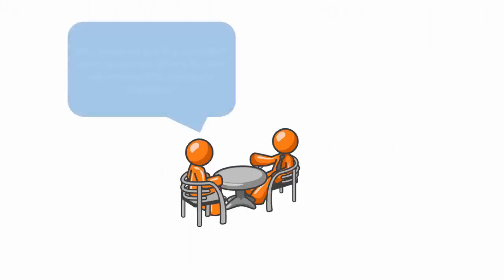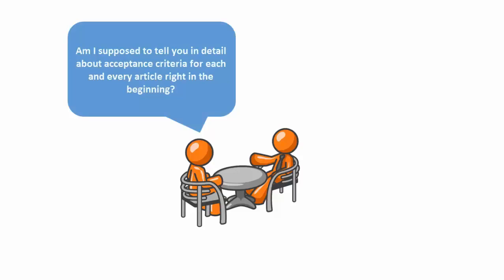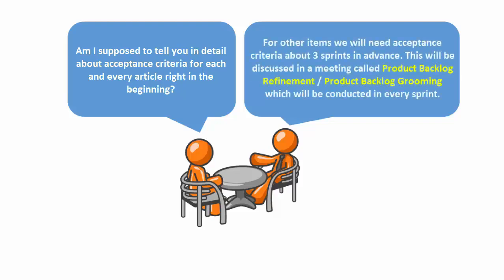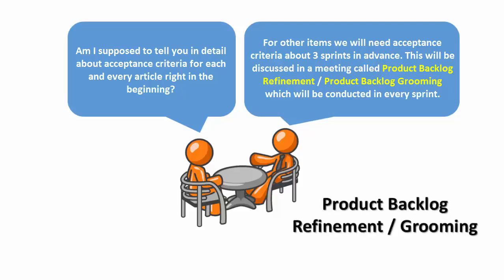Am I supposed to tell you in detail about acceptance criteria for each and every item right in the beginning? Not really for all the items. In-depth detail about 20% top priority product backlog items will be enough for us to begin with. For other items, we will need acceptance criteria about 3 sprints in advance. This will be discussed in a meeting called Product Backlog Grooming or Product Backlog Refinement, which will be conducted in every sprint.